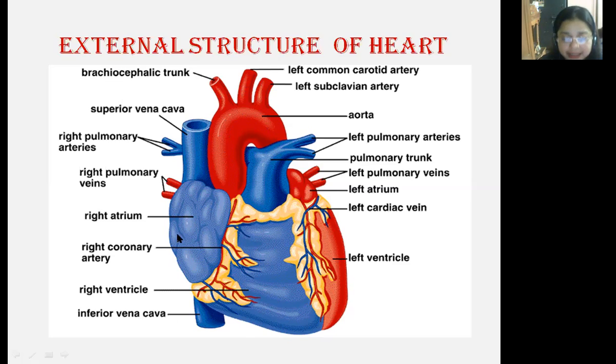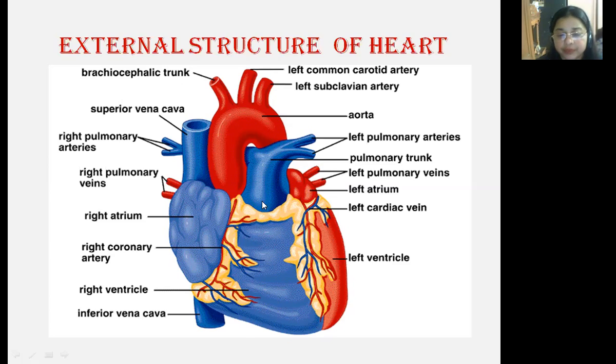Now, we can see the major chambers, four chambers: right atrium and left atrium. This part is the left atrium, which is marked here in red color. And this is the right atrium, the upper chambers of the heart. And these two are the lower chambers of the heart. This is the right ventricle and this one is the left ventricle. Here we can also see the distribution pattern of the left cardiac vein and also the left pulmonary veins, which are draining blood to the left atrium.